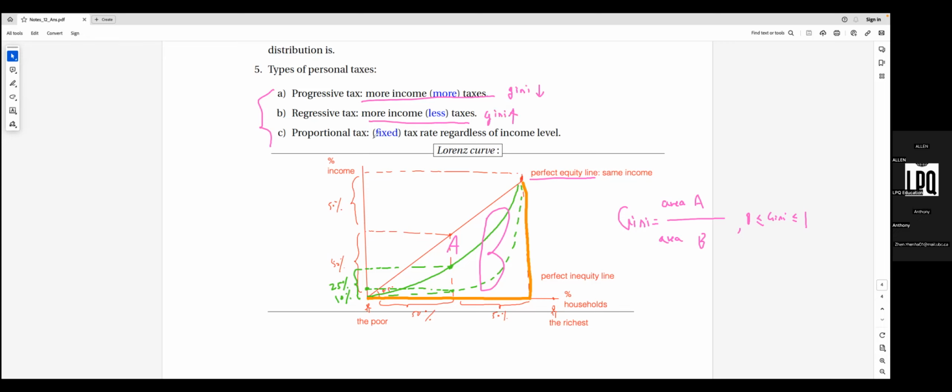Proportional tax is a fixed tax rate, regardless of your income level. You can make $100 every month, or maybe $10 million per month, but regardless of income level, if everyone pays a fixed tax rate to the government, this is called a proportional tax. So in this case, Gini will remain the same.